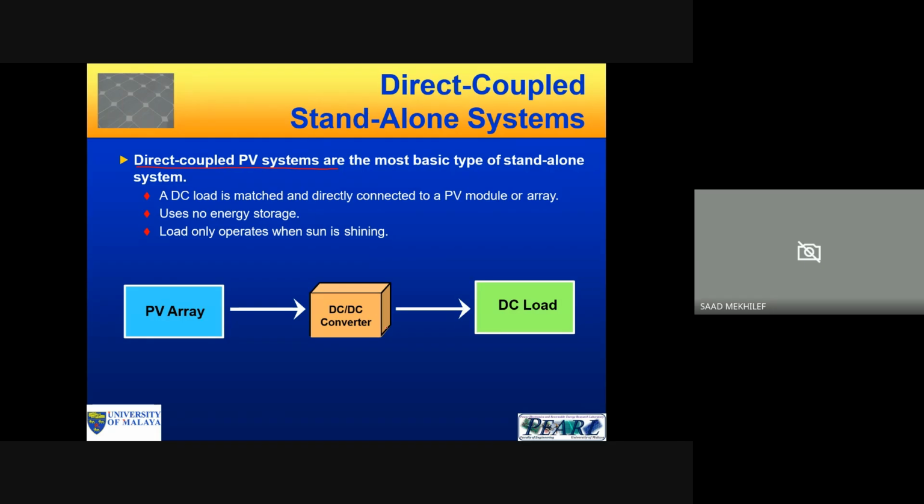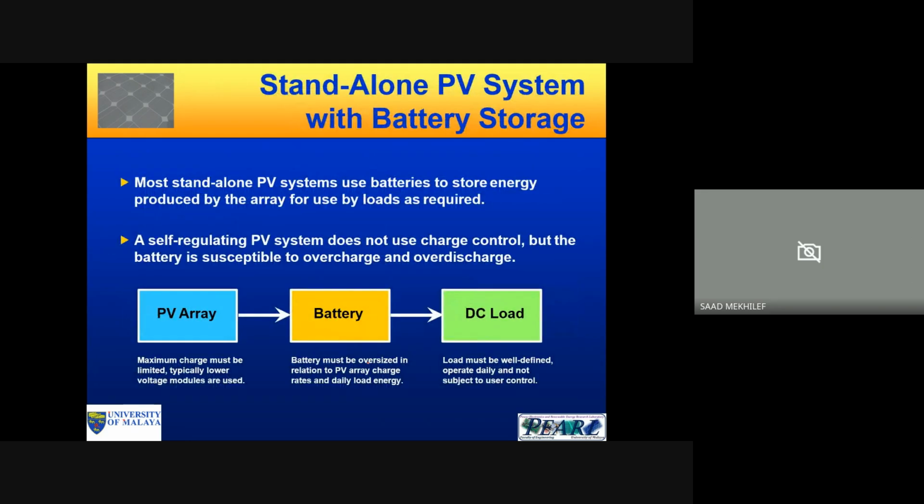It means there are some applications where we need this. Some ventilation, for example, where the ventilation is required only during the day, so we can use these kinds of systems. Most of this load must be well defined, operate daily, and not be subject to user control. So there's no control, meaning it self-regulates, and uses charge controllers.